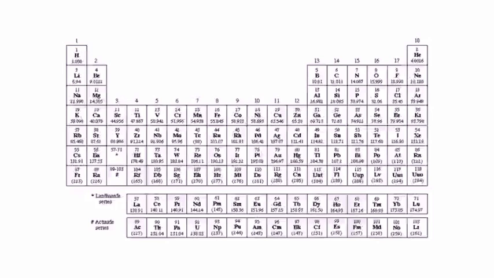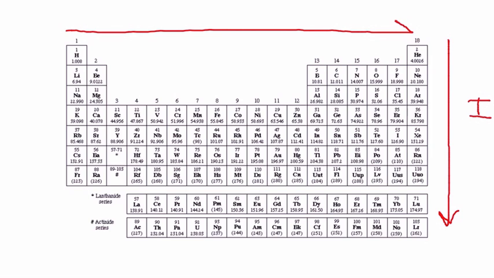The first periodic trend is atomic radius. As you go down the periodic table, the radius of an atom increases because you are adding more energy levels, so it gets bigger. As you go across the periodic table, the radius of an atom decreases because there are more protons and electrons causing the atom to contract.